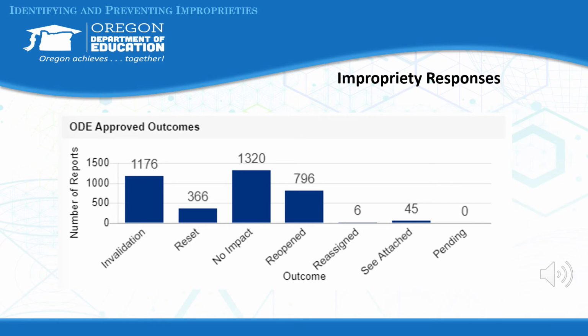How does ODE typically respond after receiving impropriety reports? In most cases, ODE determines that the event did not impact the construct being measured, resulting in a no impact determination. Less than 0.5% of the tests administered in Oregon need to be invalidated because of the impropriety identified. ODE is often able to reset or reopen students' assessments, as conveyed in this graph.